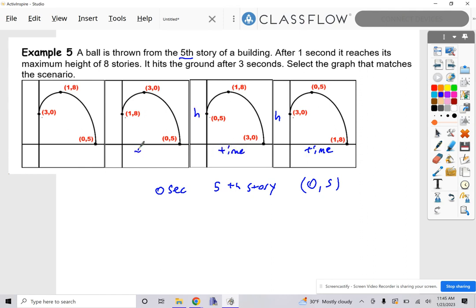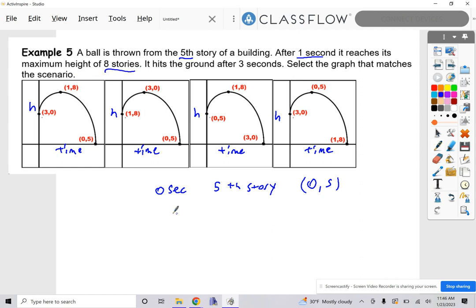Time, height, time, height, time, height. Well, already we could actually just guess with this one because this is the only one that has 0, 5 in the right spot. They all have 0, 5, but this doesn't make sense. This doesn't make sense. That'd be backwards. This doesn't make sense. Again, be backwards. So we just want to be careful here. Let's keep reading, though, just to make sure we got this.